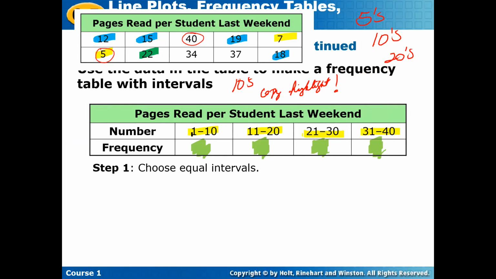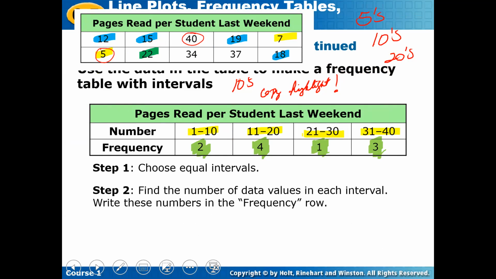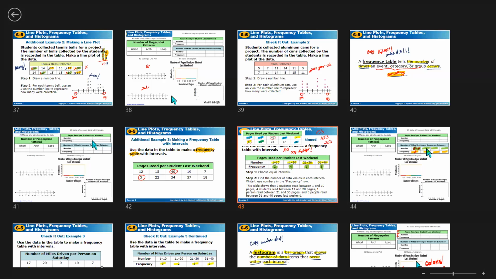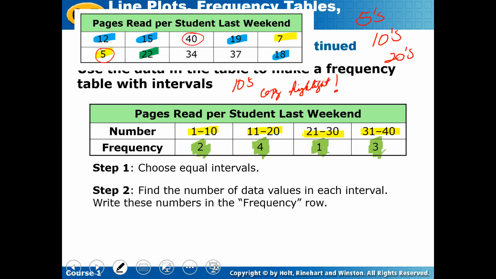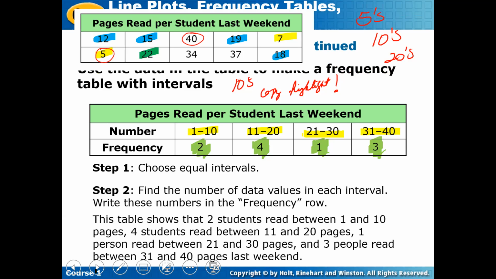So how many people read between 1 and 10 pages? Well, I think there's 2 people. How many people read between 11 and 20 pages? 4. 1 person read 21 to 30 pages, and then 3 people read between 31 to 40 pages.